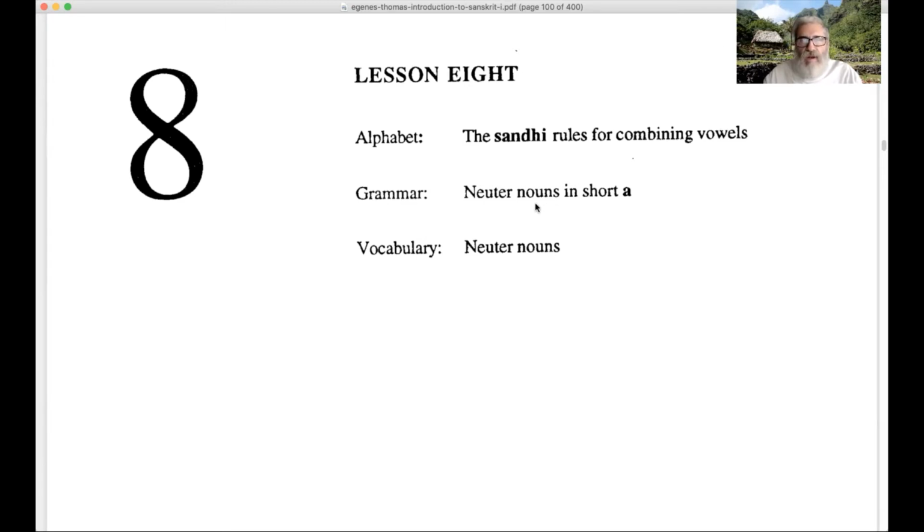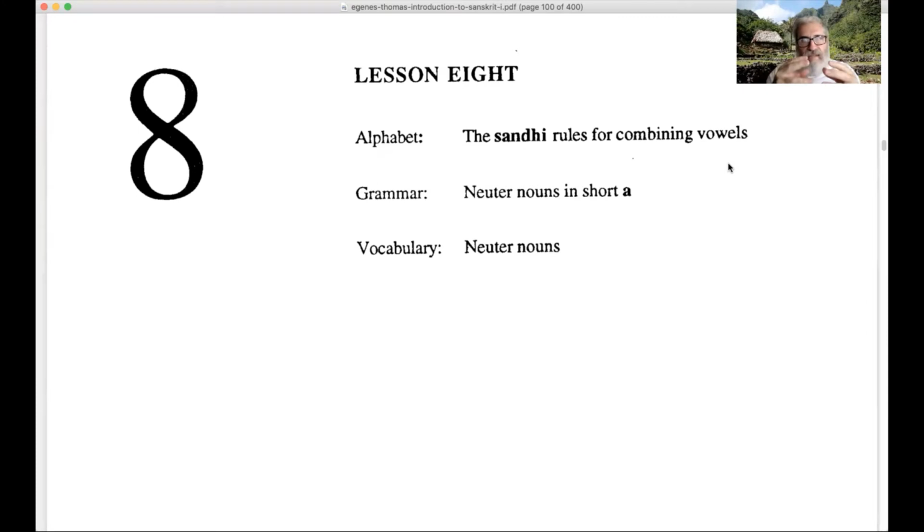So what are we going to learn in lesson 8? Lesson 8 has Sandhi rules for combining vowels. Up until now, he's just given us a little bit of an introduction to Sandhi. Sandhi means joining words. There are actually 2 types of Sandhi: internal and external Sandhi.